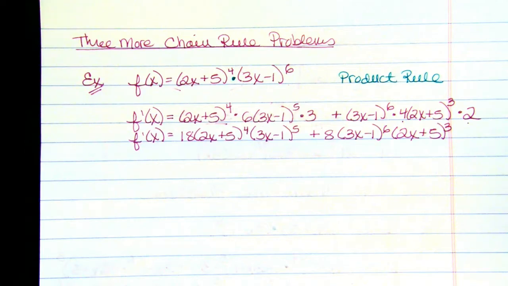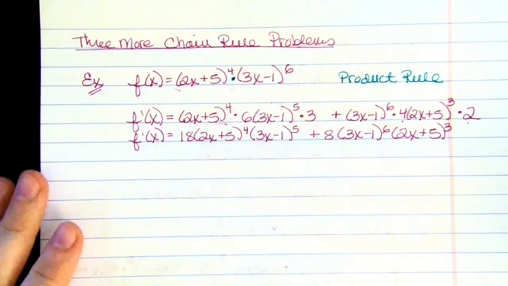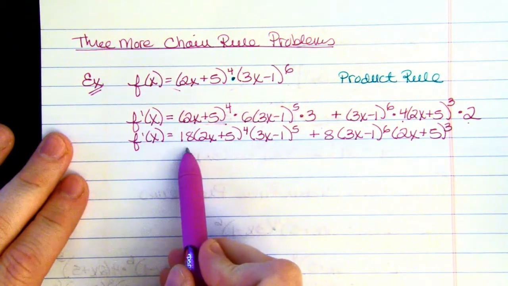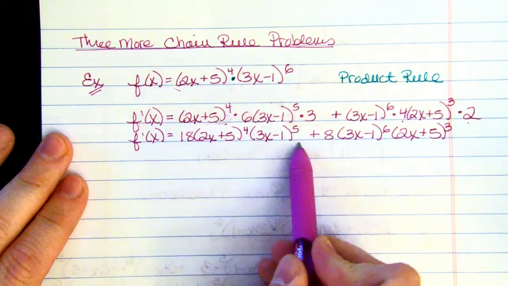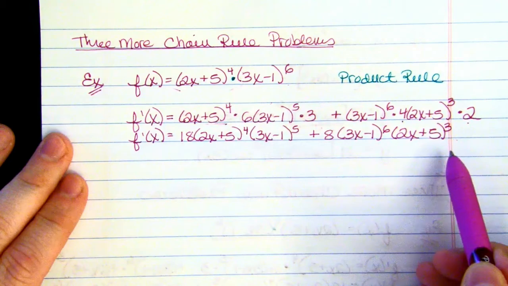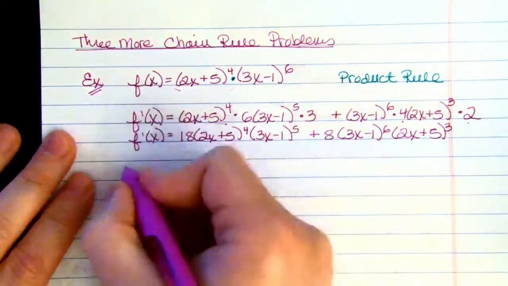I still have a lot of simplifying to do. The good news is I'm done with the calculus part of the problem. That was actually what I did in this line. The rest of my work's going to be algebra, but some kind of messy algebra. What you should notice is there are lots of things that these two terms have in common. And I want to factor out my greatest common factor.